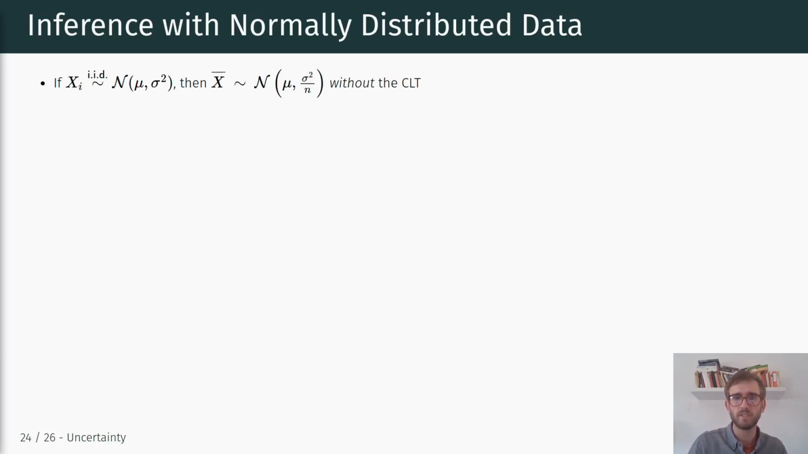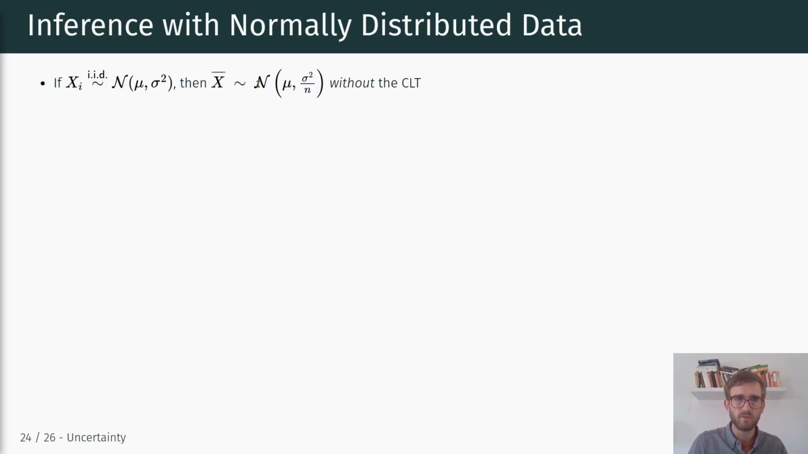If our outcome variable that we're interested in is IID, independent and identically distributed, and follows a normal distribution with some mean mu and some variance sigma squared, then we know that x bar, so again, the distribution of x bars across repeated samples, follows a normal distribution with mean mu and variance sigma squared divided by n without the central limit theorem. This is a key insight: if the random variables themselves are normally distributed, then the x bars follow a normal distribution. So the sampling distribution is normal without the central limit theorem.